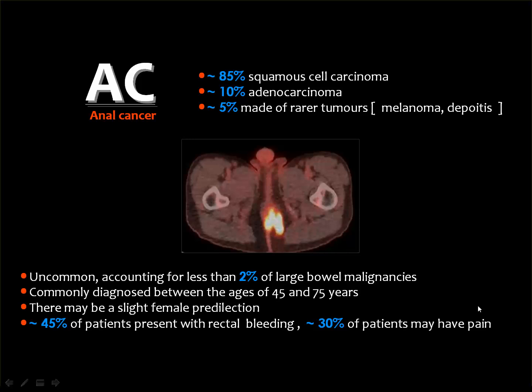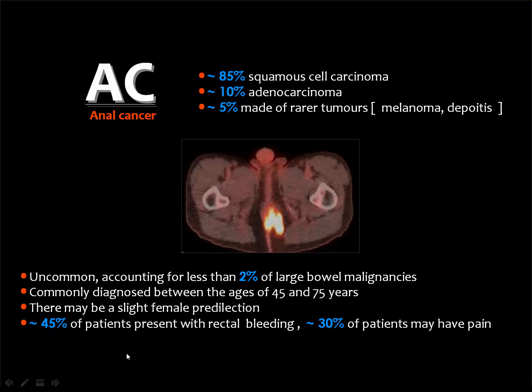Then we came to one of the important issues, which is anal cancer. Anal cancer is mostly of the squamous cell type, and some of the lesions may be of the adenocarcinoma type, and 5% are other rare tumors like melanoma, metastasis, GIST tumor, and so on. Anal cancer is uncommon, accounting for less than 2% of large bowel malignancies. The age incidence is between 45 and 75 years and there may be a slight female predilection.